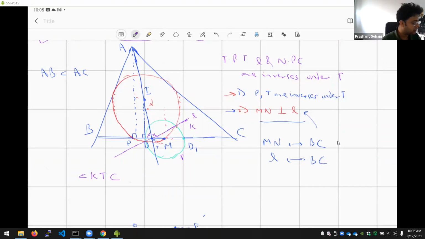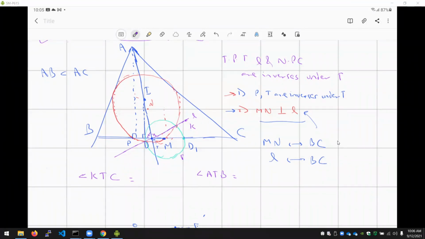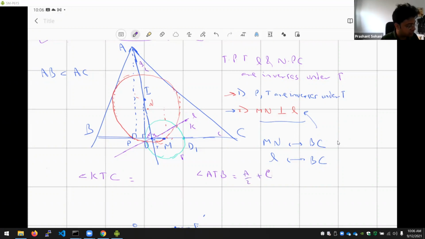So how can I rewrite this angle KTC in terms of something which I already know? Do I know this purple angle which I marked in the diagram, angle ATB? How much is angle ATB equal to? 180 minus B minus A by 2. Or I can directly use the exterior angle theorem because this is A by 2 and C, so I can directly write it as A by 2 plus C. They're both equivalent. What you said is also correct. Okay, so if this is angle ATB, then twice that purple angle is angle KTB.